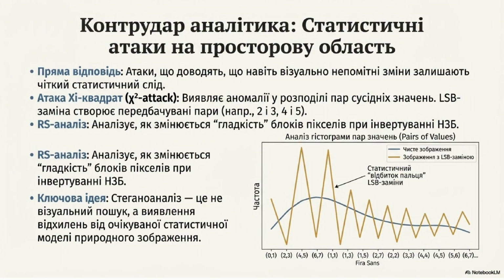The analyst's counterattack involves statistical attacks on the spatial domain. The chi-square and RS analysis attacks reveal subtle statistical traces left by visually imperceptible changes. Steganalysis is non-visual. It's about detecting deviations from the expected statistical model of a natural image.